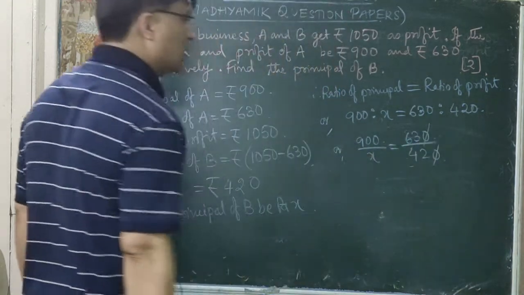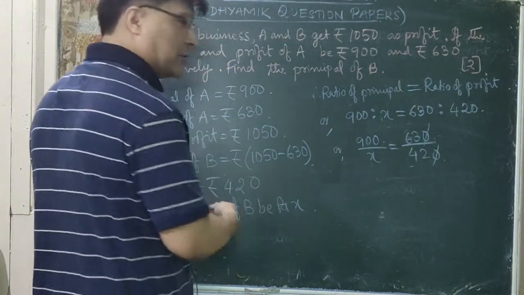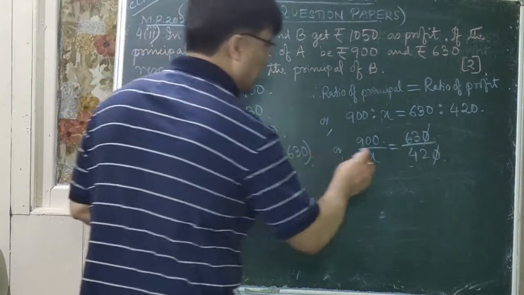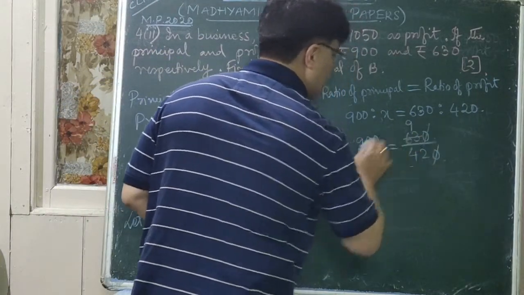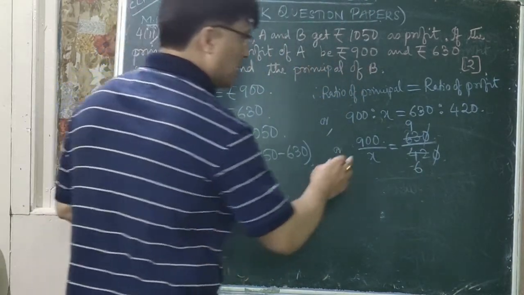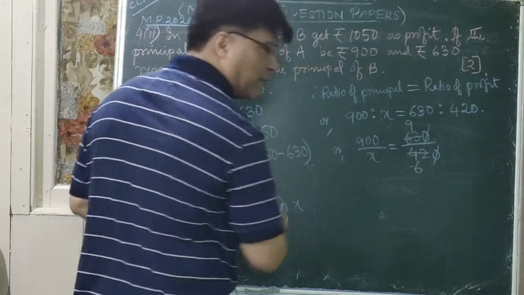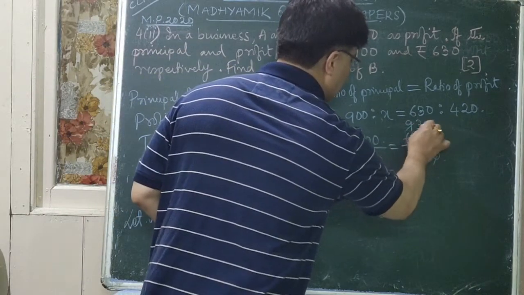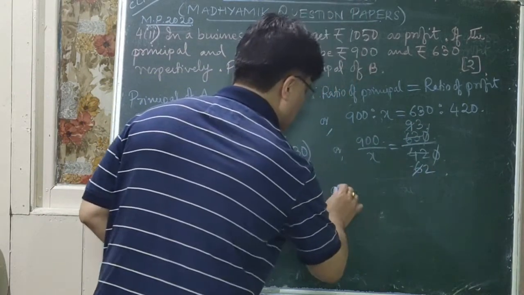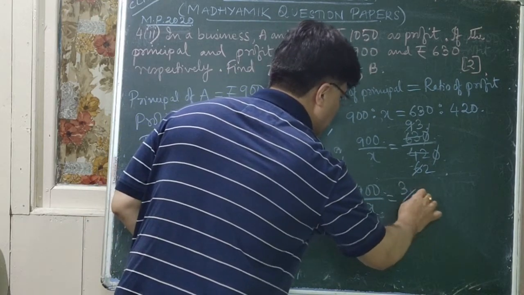So here you can cancel these two. Cancel it by 63 by 42. 7 cancels. 7 9s are 63, 7 6s are 42. Further 3 cancels. 3 3s are 9, 3 2s are 6. So this is your 900 by X is equal to 3 by 2.